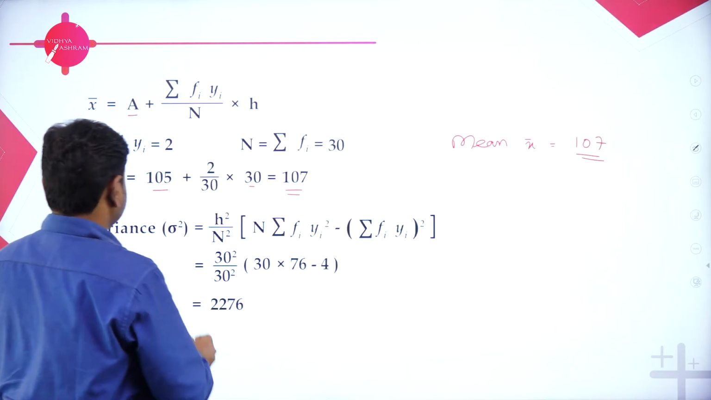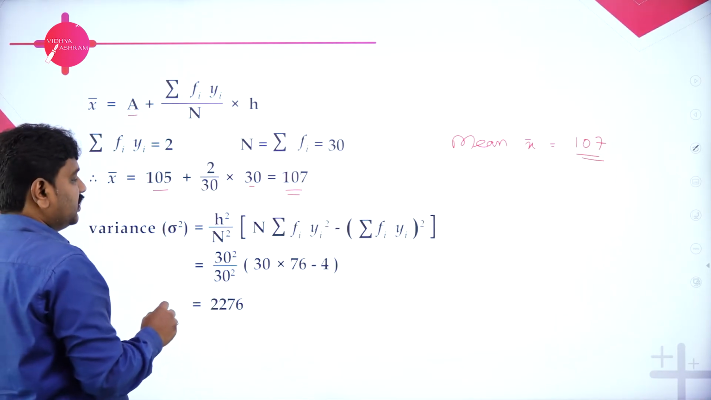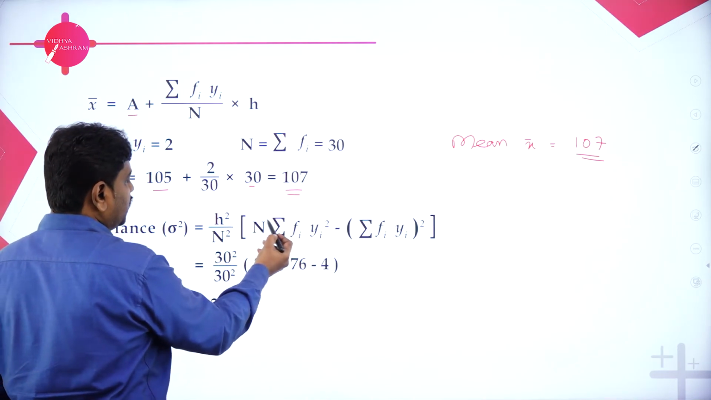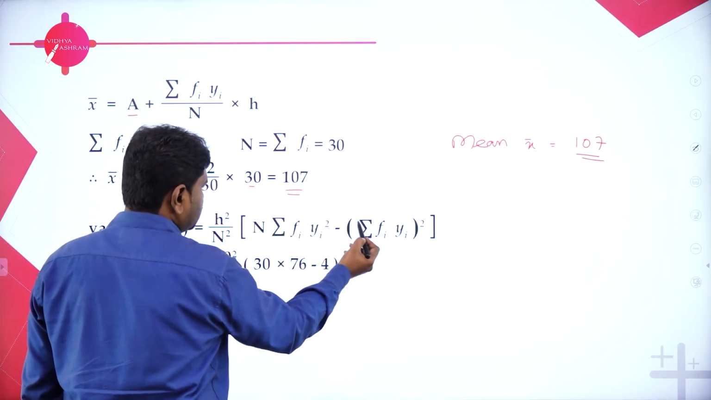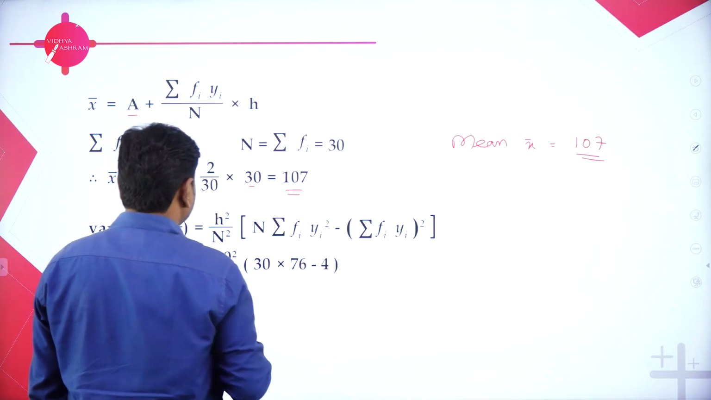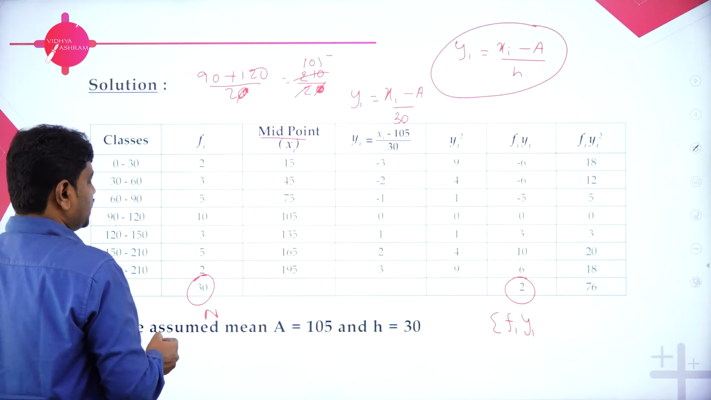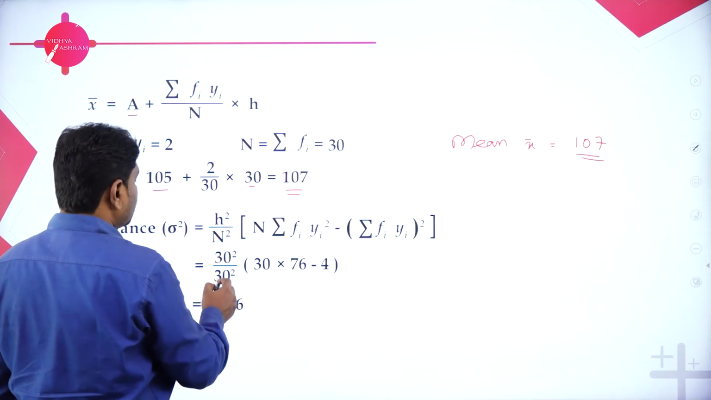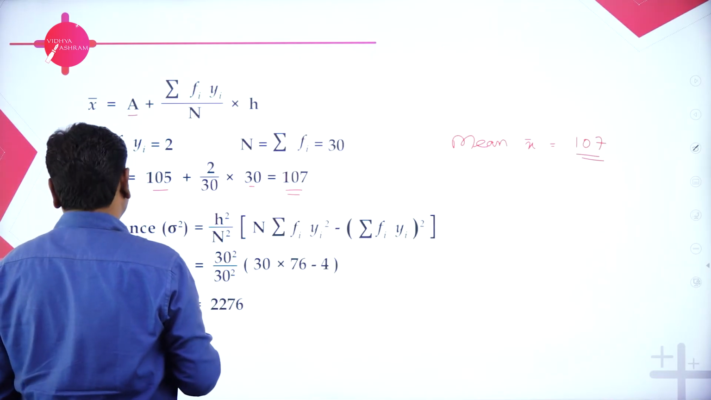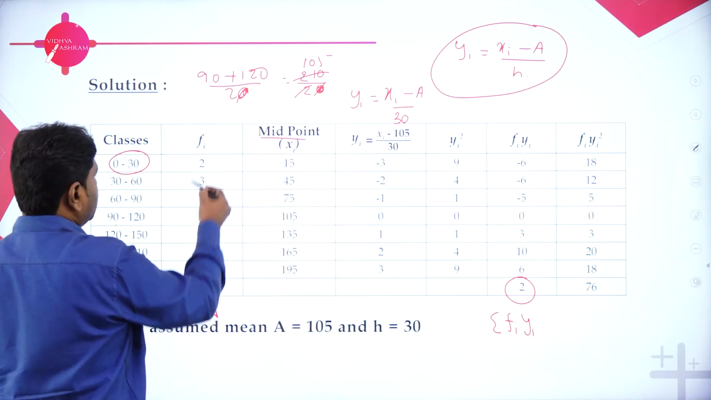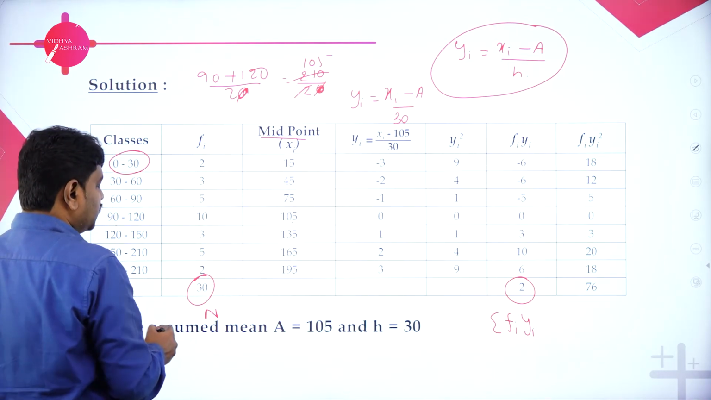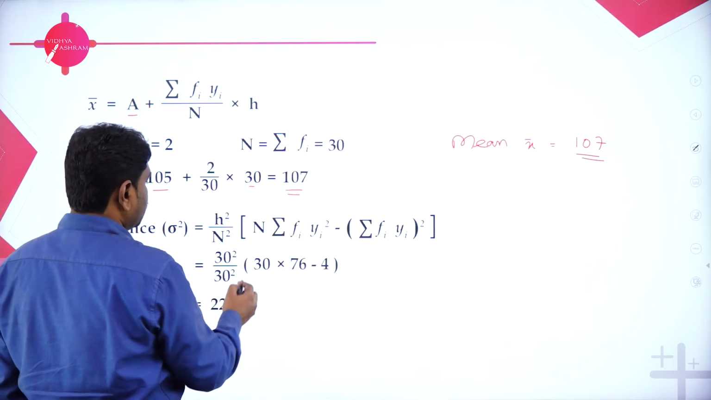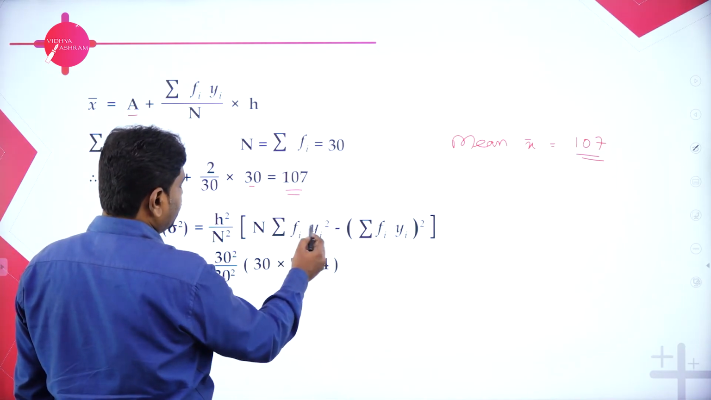Then variance. Variance means remove the root of standard deviation. Then it will become h square by n square into n into sigma fi yi square minus sigma fi yi the whole square. See, h is class size. What is the class size? Upper limit minus lower limit of any interval, if you take, it is 30. And n square, what is n square? Observe n, 30, the sum of the frequencies. N is also 30. So that's why 30 square, into n is 30, into fi yi square.